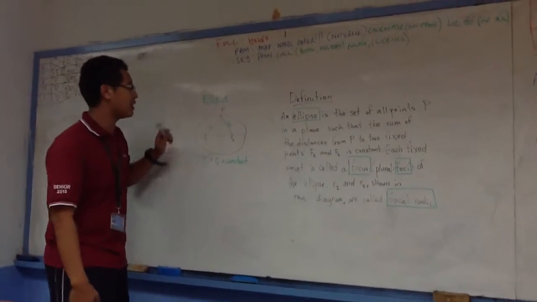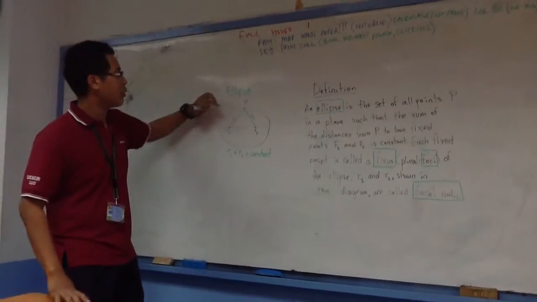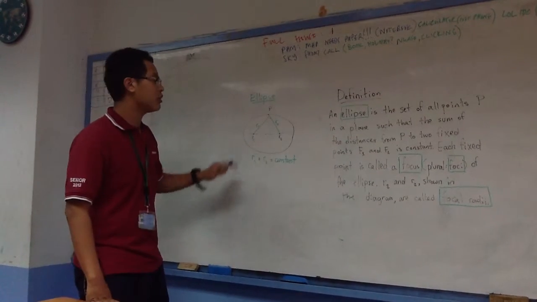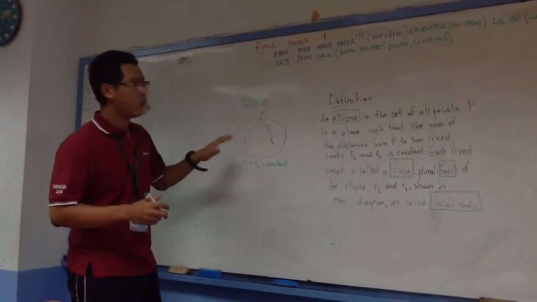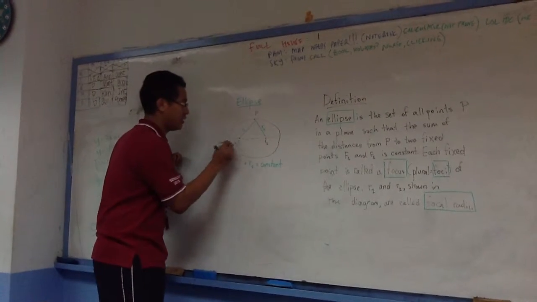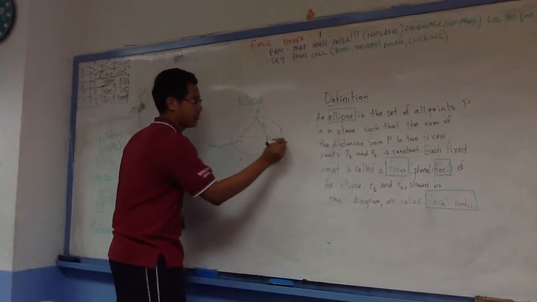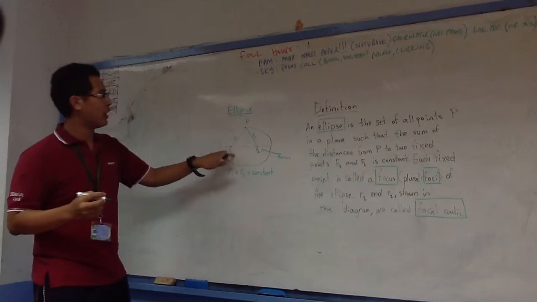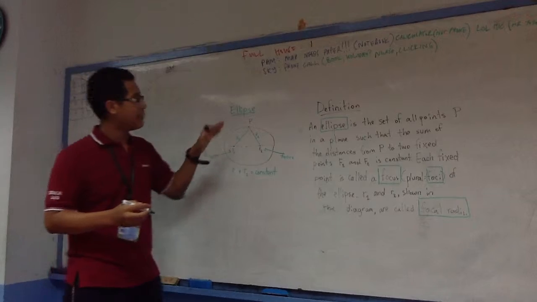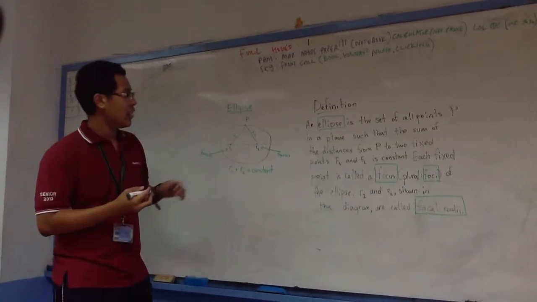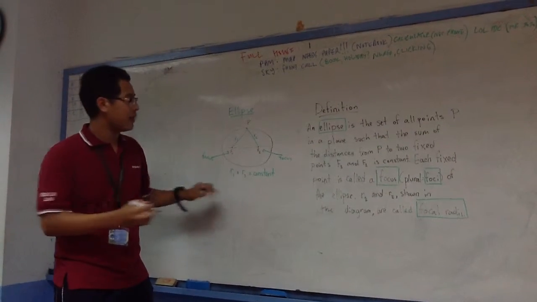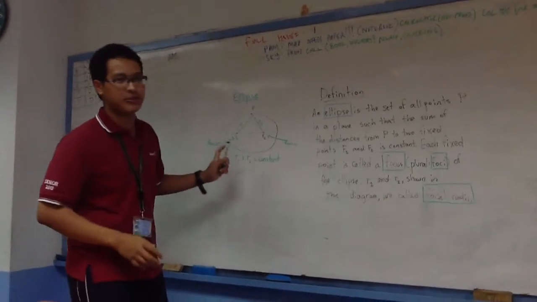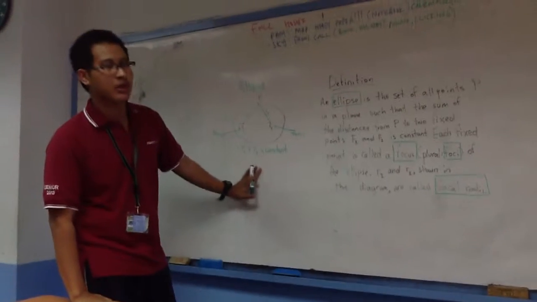Now let's take a look at the diagram we have here. So here's point P, and here's fixed point 1, and here's fixed point 2. We call those two fixed points foci. One is a focus. And the distance from P to F1 is radius 1, and P to F2 is radius 2. And when these two radii add up, we get a constant. So that's basically what an ellipse is, according to the definition.